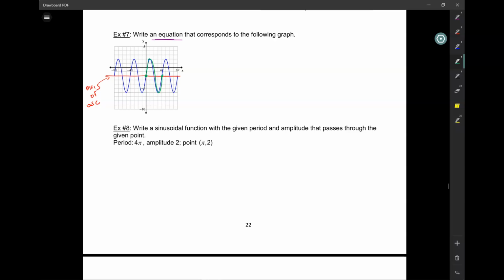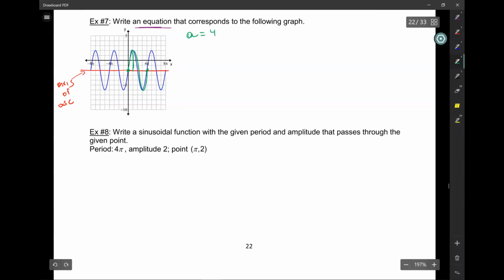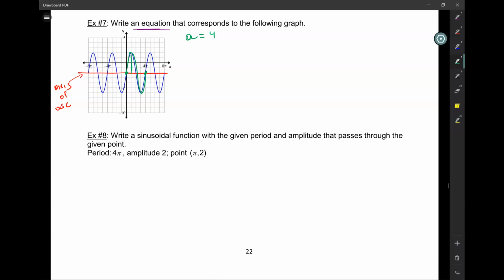Now we need an amplitude. Amplitude is this distance. How much is it? 4. Just count: 1, 2, 3, 4. Now, how much is the period? 4 pi. Why is it 4 pi? Because it took an interval of 4 pi to complete one cycle. But what's the formula for a period? It's 2 pi over b. That's 4 pi.